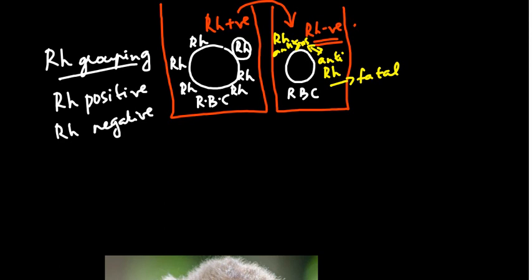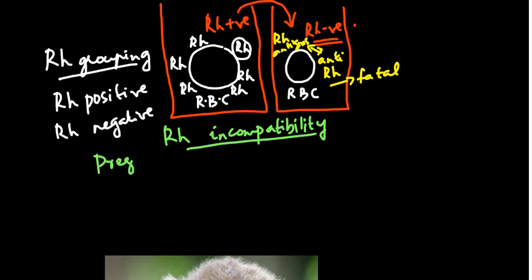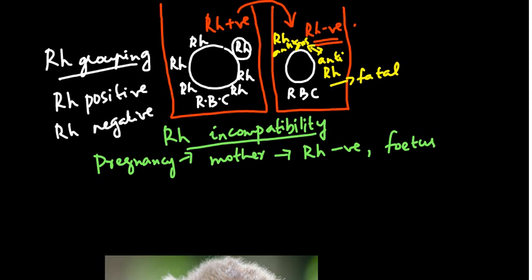Now there is one case of RH incompatibility. RH incompatibility means mismatch. This happens during the pregnancy period. That is, if the mother happens to be RH negative, and the fetus or the baby yet to be born is RH positive.